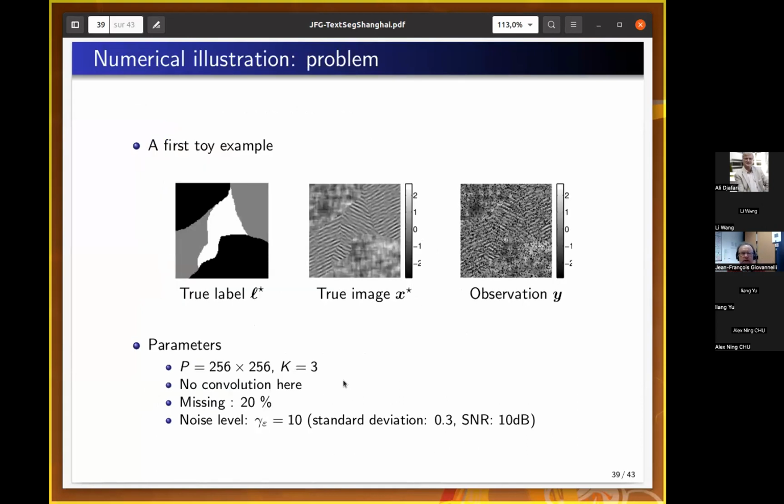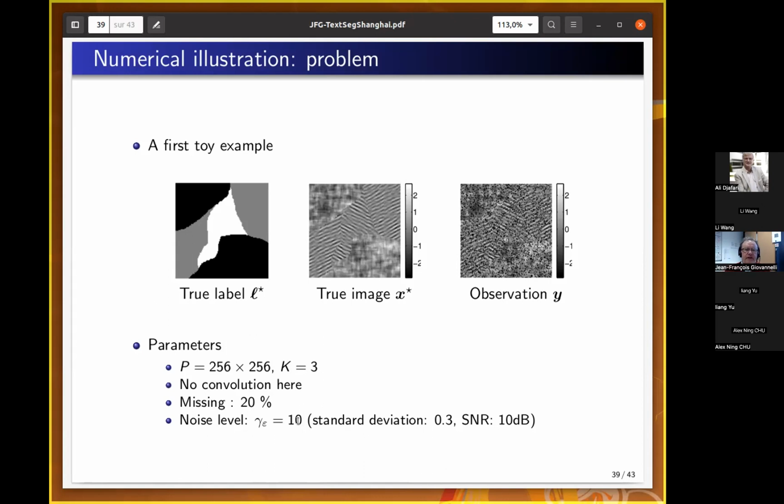It is a toy example. This is a true label with 3 regions, 1 black, 1 white, and 1 gray. I must say 3 classes rather than 3 regions. This is a true image, and it is the data. In that illustration, I have no convolution. I just have missing pixels and noise. We, of course, have results including convolution in the paper.